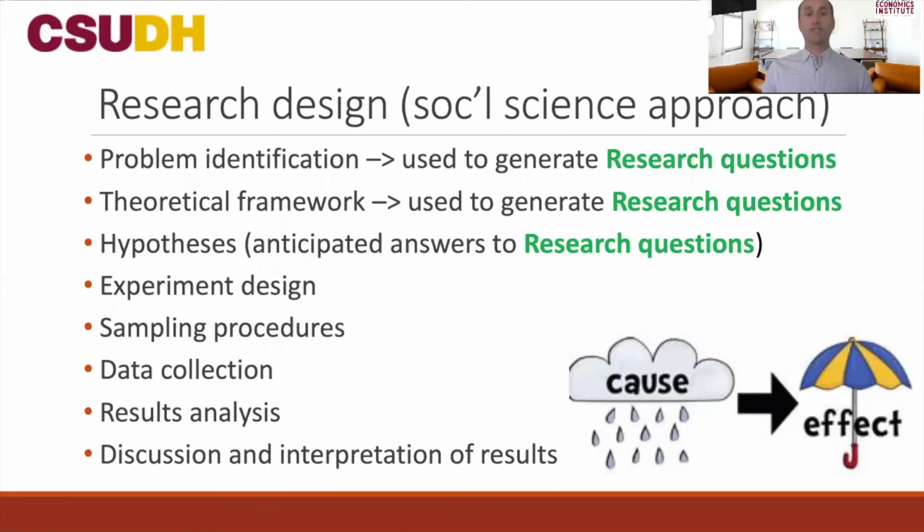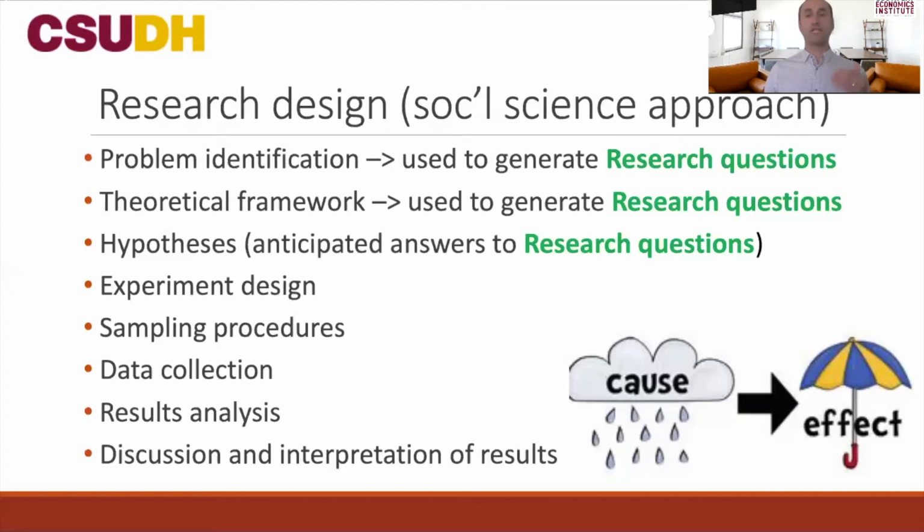So let's think about our research design. Problems are often used to generate research questions. So we might think about a problem in society and develop a research question based on trying to understand or unpack or maybe solve that particular problem. We can also use theoretical frameworks which have been developed by prior scholars to understand these problems or maybe related problems, and use those theoretical frameworks to generate our research questions. And also we think about our hypotheses, which are usually our anticipated answers to our research questions. And these are the first three steps of our social science approach to research design.